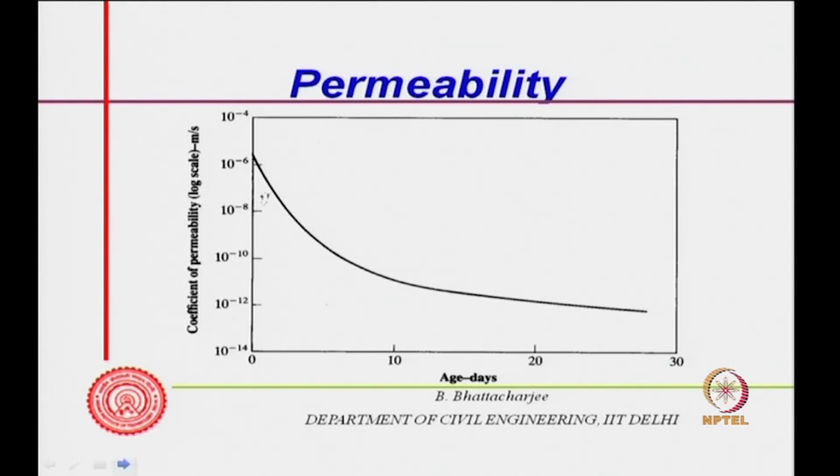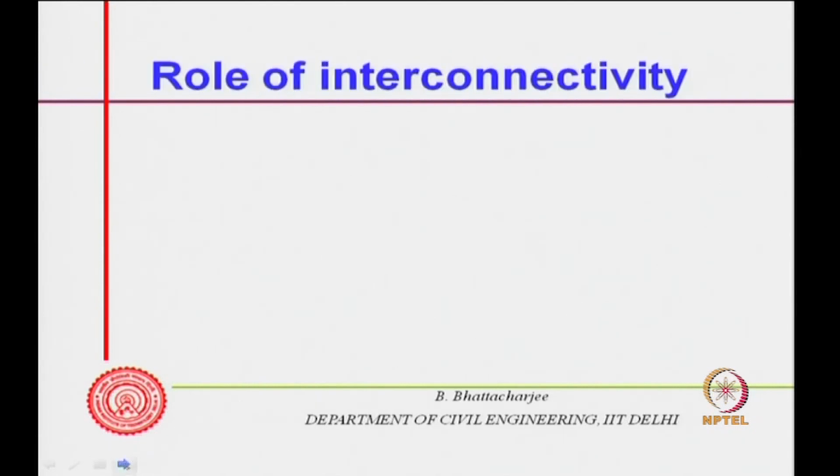So, what we have seen so far is that permeability is a function of porosity, water cement ratio obviously, capillary porosity, and with age it reduces. It is also a function of age because of the segmentation.